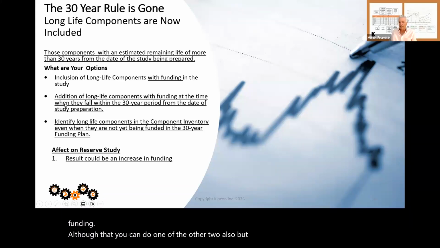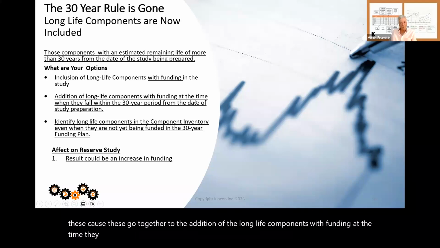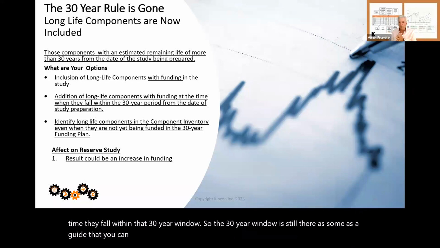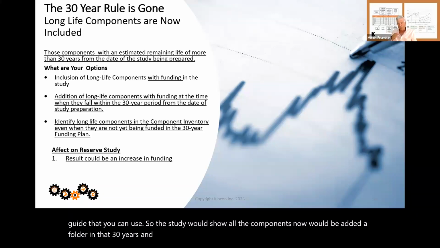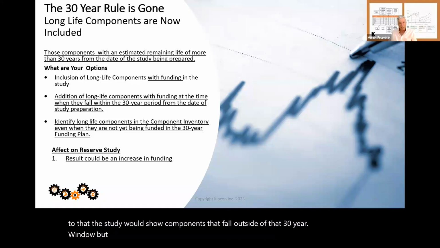But the next is, and I've underlined the 2 of these because these go together, the addition of the long life components with funding at the time they fall within that 30-year window. So the 30-year window is still there as a guide that you can use. So the study would show all the components that fall within that 30 years and be funded, which is kind of the way we do it now. But in addition to that, the study would show components that fall outside of that 30-year window, but they show 0 funding at this time.